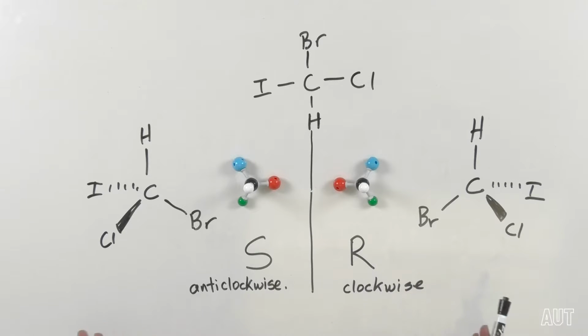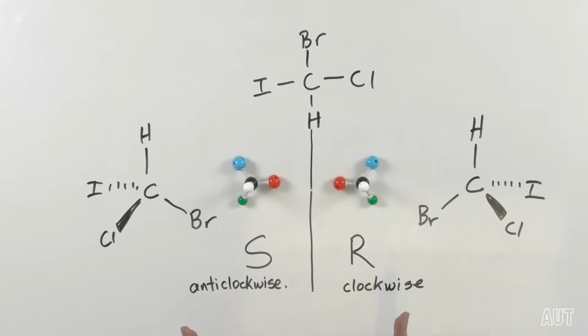You might think, why don't they just call it C and A? Would have been a lot easier. R is rectus, S is sinister, right, left. Sinister means left-handed, apparently, back in the olden days.